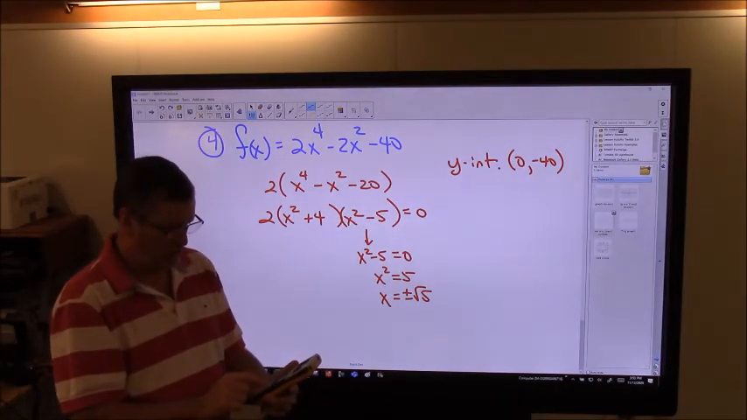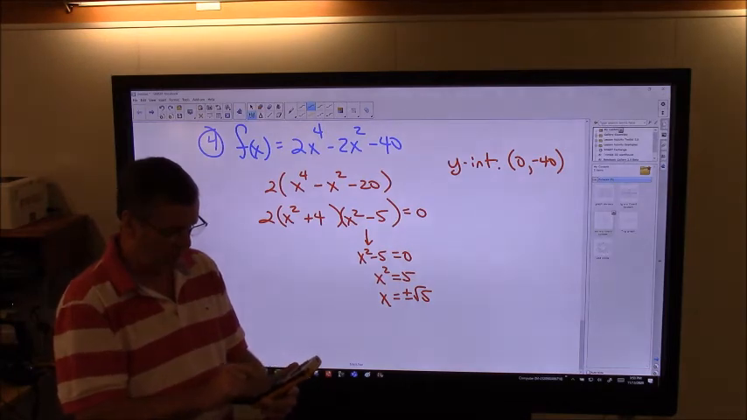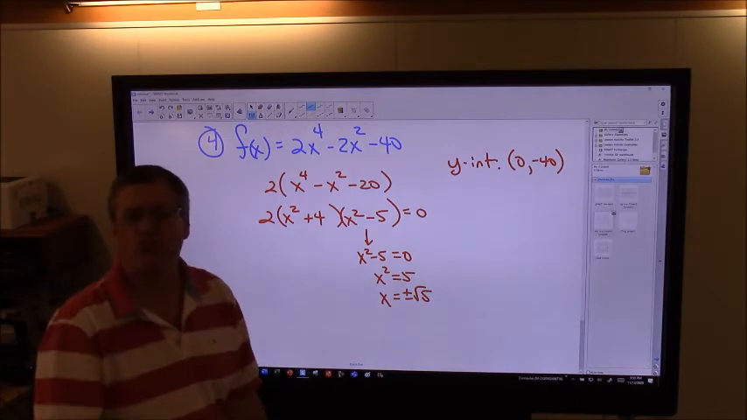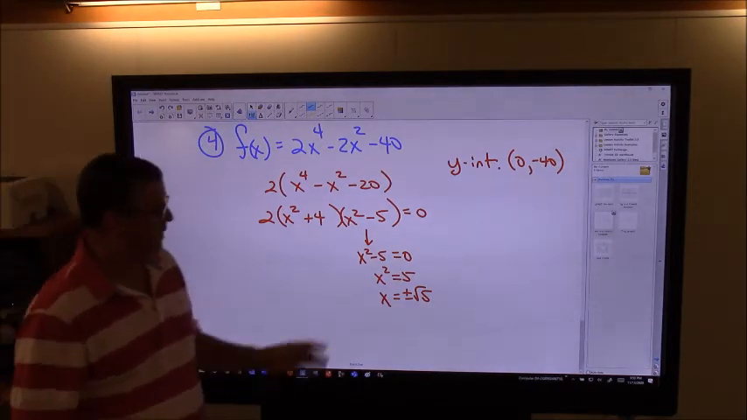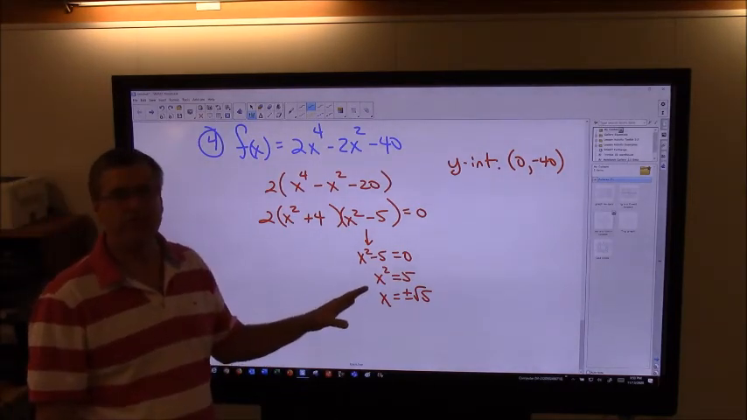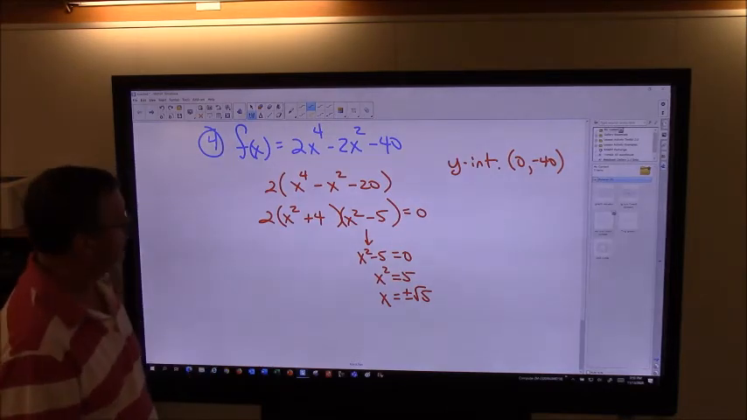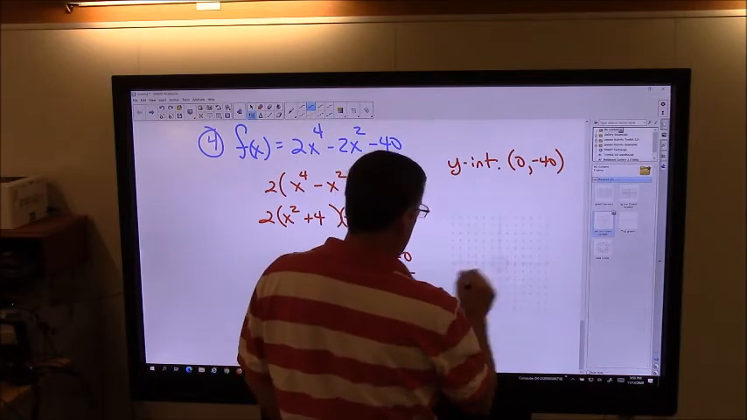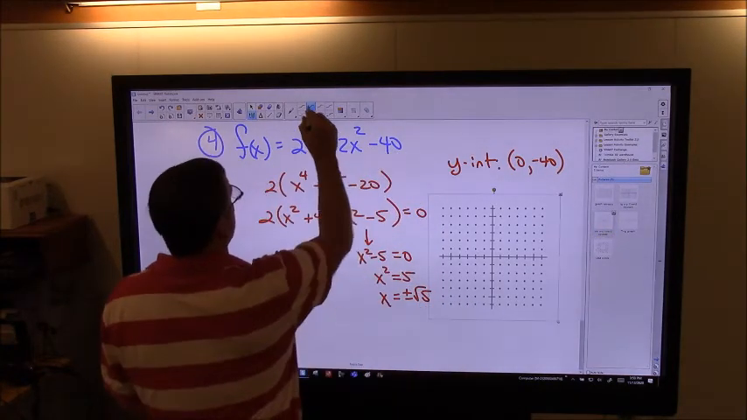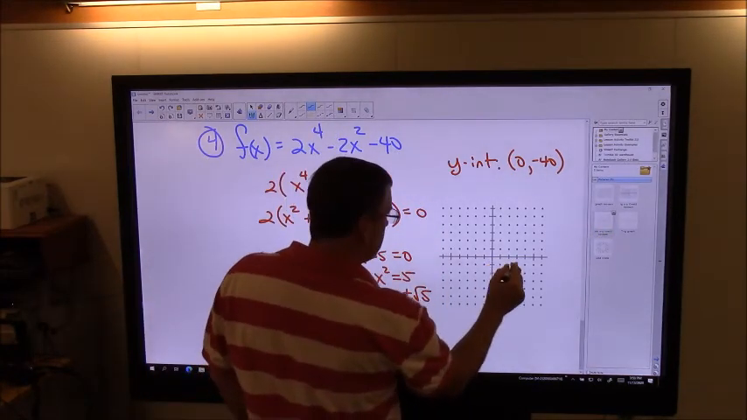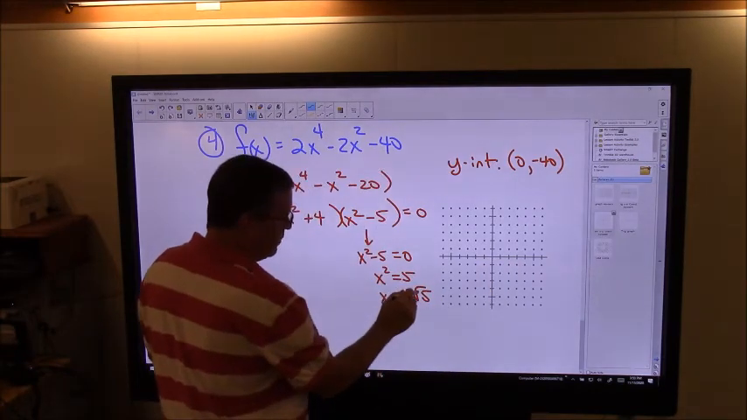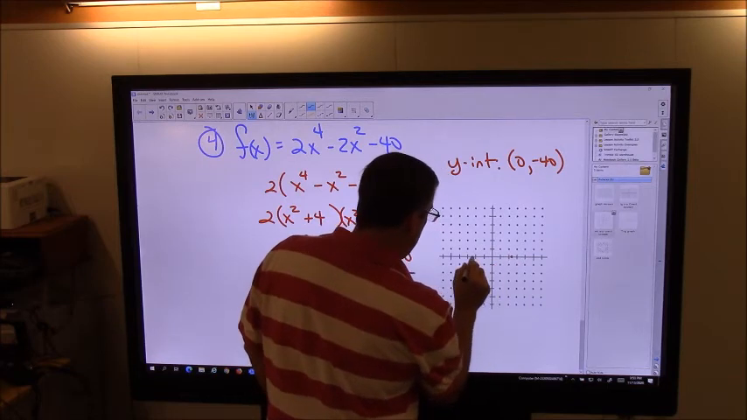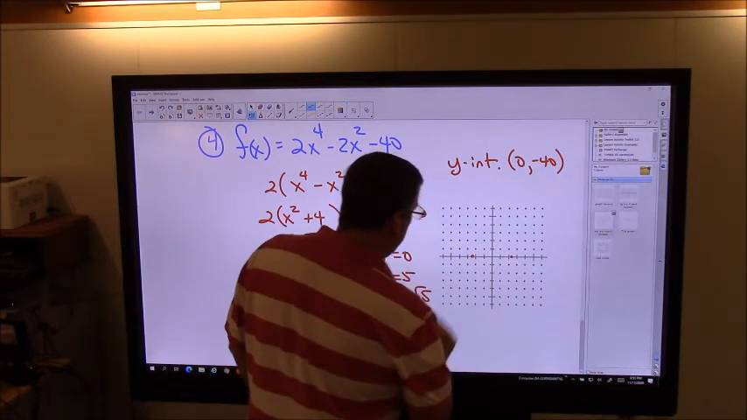So the square root of 5 is about 2.24, okay? About 2 1/4. I don't have to be perfect. I just have to get it in about the right spot. So if I'm going to graph this, I'm going to hit the x-axis at plus or minus about 2 1/4. So right here and right about there.